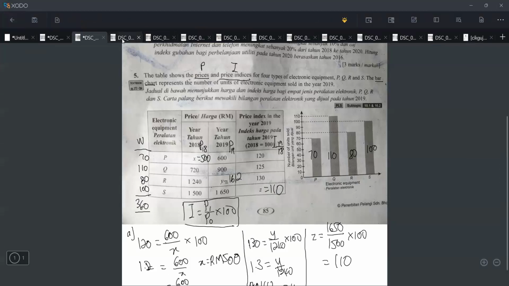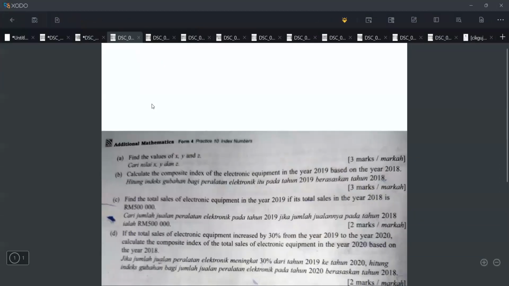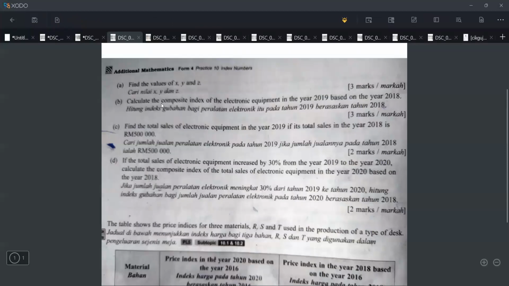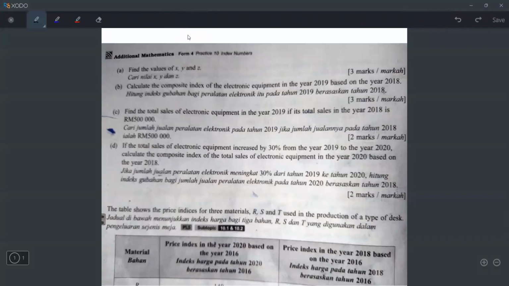Now let's look at B, what they want. So B says: calculate the composite index of electronic components in the year 2019 based on 2018. We all know the composite index formula is I bar equals sum of IW over sum of W. But they want to find 2019 based on 2018.